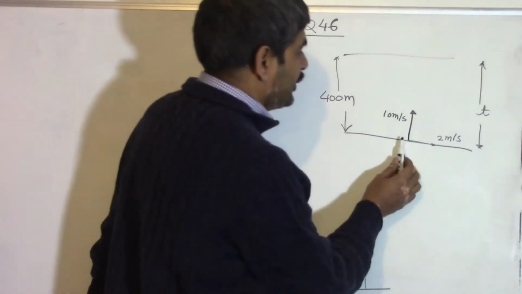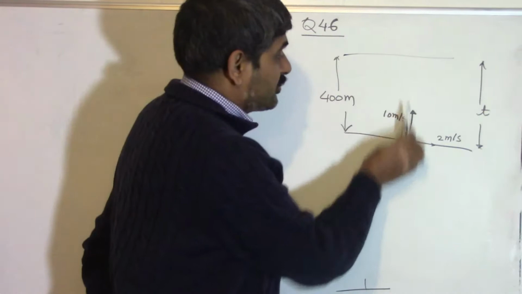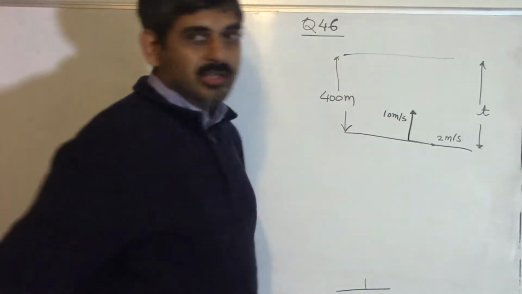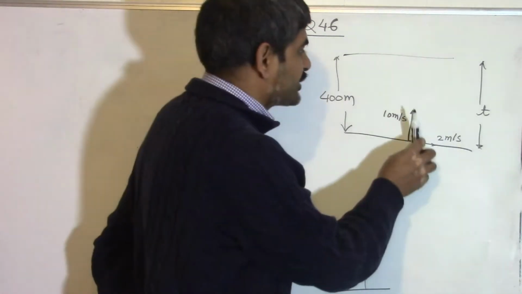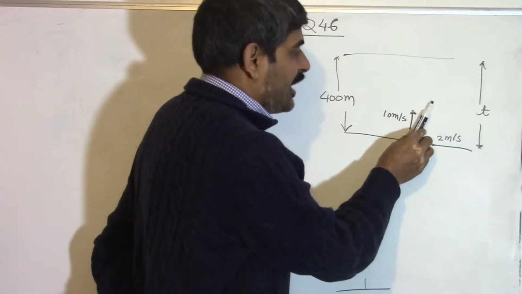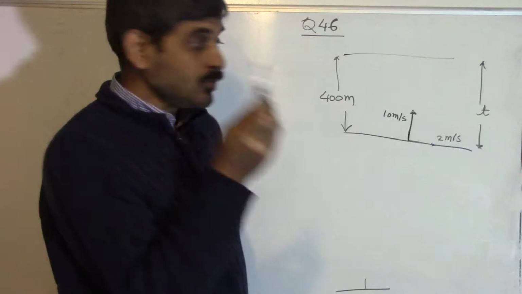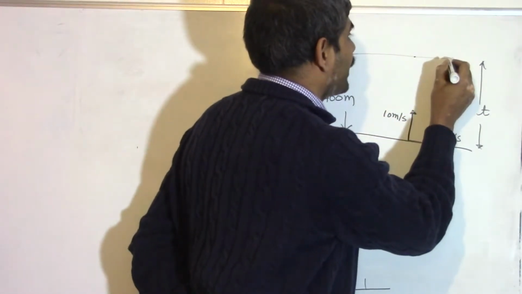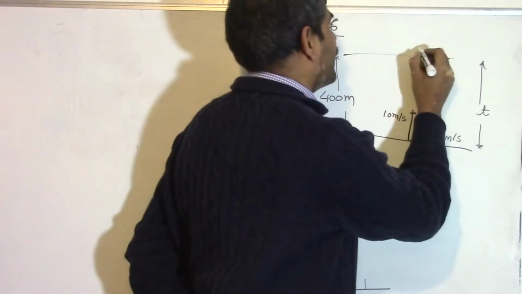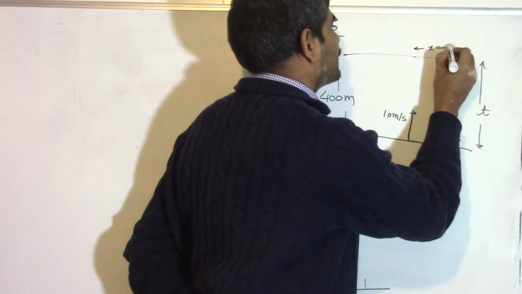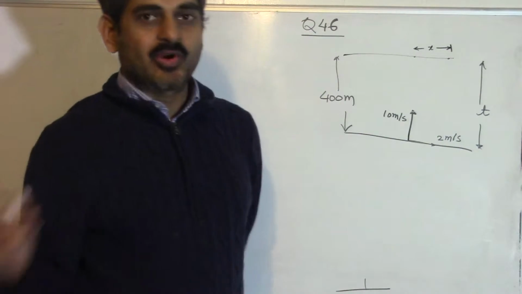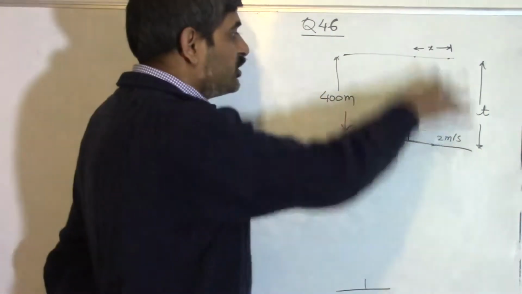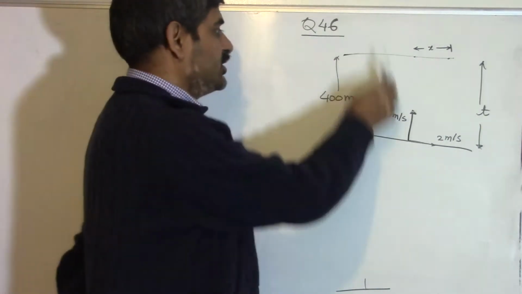So when the man tries to go in this direction, the velocity of this river flowing in this direction will try to make it drift a little bit like this. So instead of reaching here, he is going to reach somewhere here, and we need to find out this distance x, or the drift, sometimes we call it a drift, along this direction. So let us do the first part, the time taken to reach this direction.